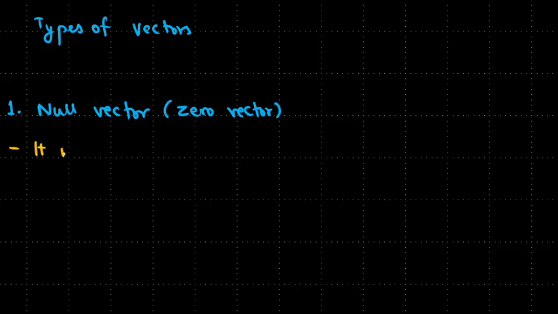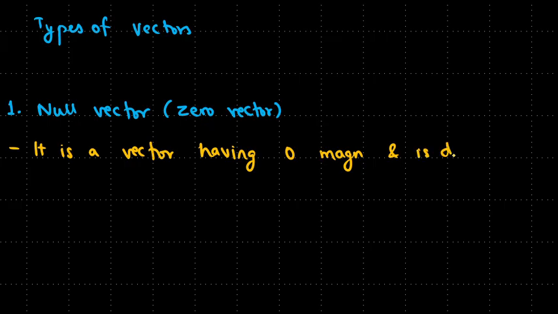It is a vector having zero magnitude, and is denoted by 0 with a vector arrow over it. So this is the actual definition and the denotation of a null vector.